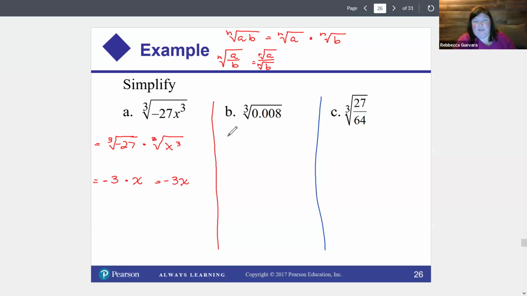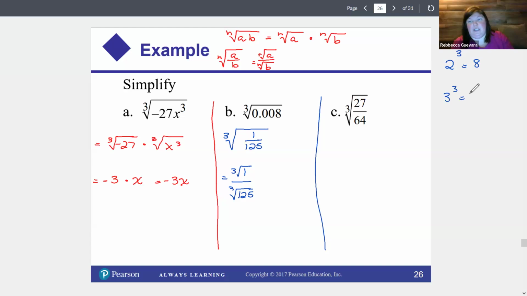So b might not be as straightforward as you think. I'm going to turn this into a fraction first. So 0.008 is actually 1 over 125. So this is really just doing the cube root of 1 and the cube root of 125. When you're trying to figure out what the cube root would be, one of the things you can do is just go through and take numbers. So 2 cubed would be 8. 3 cubed, we already saw, is 27. 4 cubed is going to be 64. 5 cubed is 125. I don't think we're going past 5, so we'll stop there.